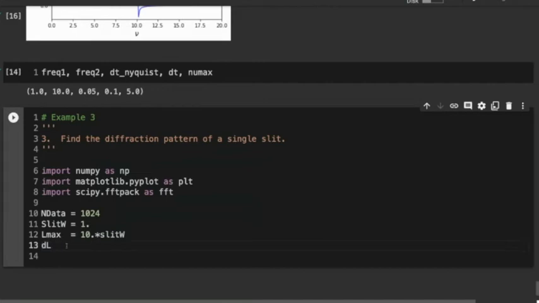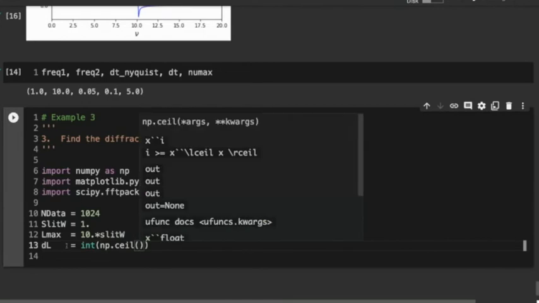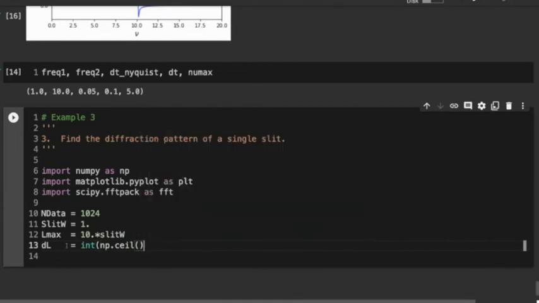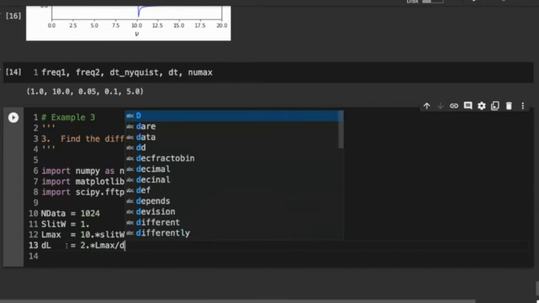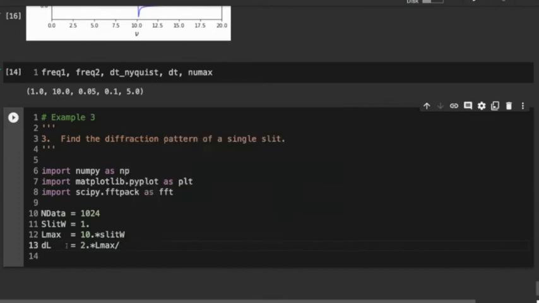So now what will be the sampling interval? I can do the exact same thing as I was doing there. So it is an integer, np.ceil of the sampling. Sorry. We are calculating the sampling interval, which is L max. L goes from minus L max to plus L max, so it's 2 times L max by DL. I'm sorry, by N data.